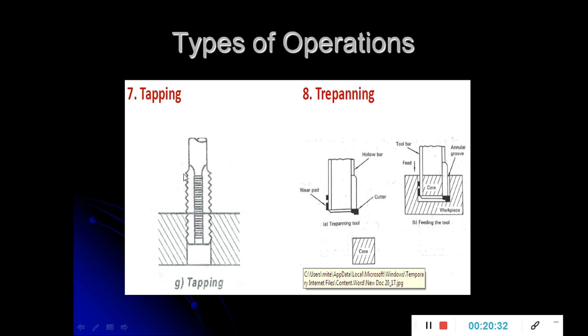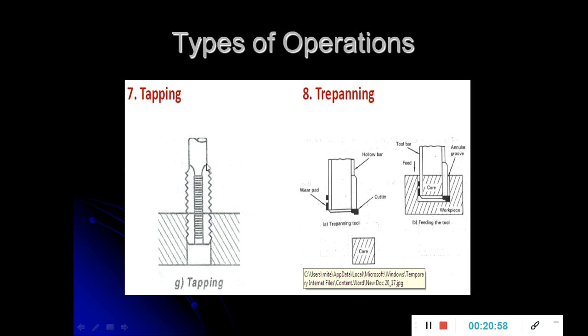Tapping is the operation of producing internal threads in an already drilled hole. For this, first the drilling is made with the help of a drilling operation, and then with the help of the tool known as a tap. These are in a series: first tap, second tap, third tap. One by one these taps are inserted into the already drilled hole.